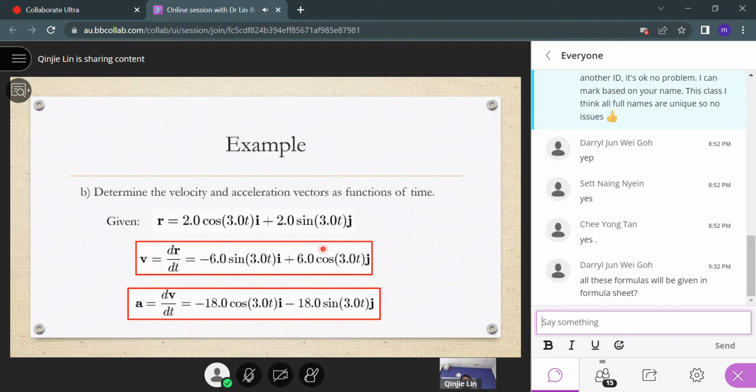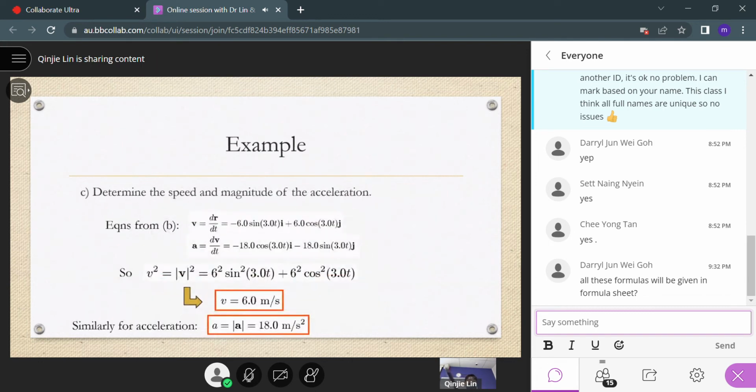Same thing for sine, it turns to cosine, then the value inside, you have to bring it out to multiply by the outside. So it becomes like this. Okay, so you will get an expression for velocity. Then you will do it one more time, you get the acceleration.